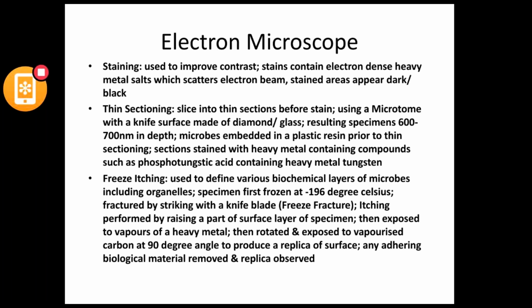In light microscope, what were the different types? We have learned about bright field, dark field, phase contrast, fluorescent, and two or three special sophisticated types of microscope. In electron microscope, broadly we have two types, TEM and SEM. TEM is transmission electron microscope and SEM is scanning electron microscope. First, we will pass on to TEM, transmission electron microscope. Next slide, please.